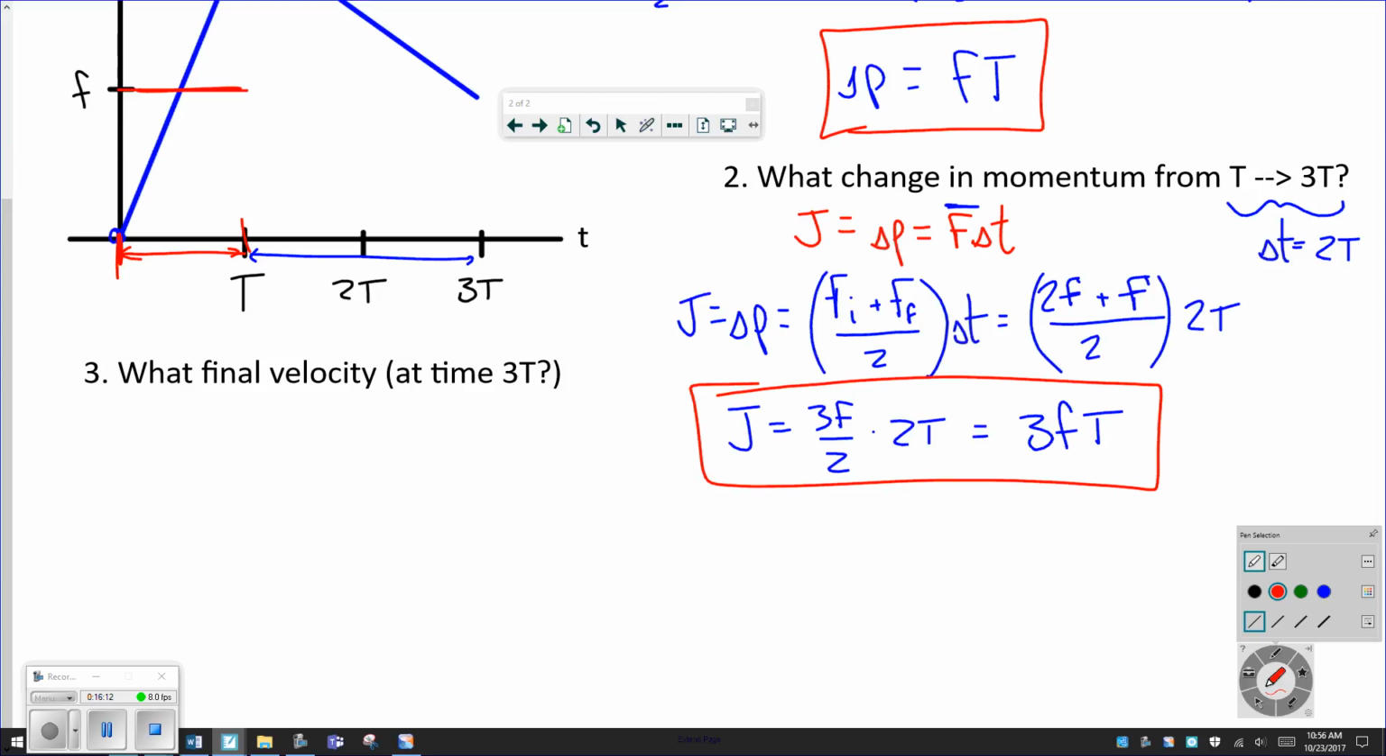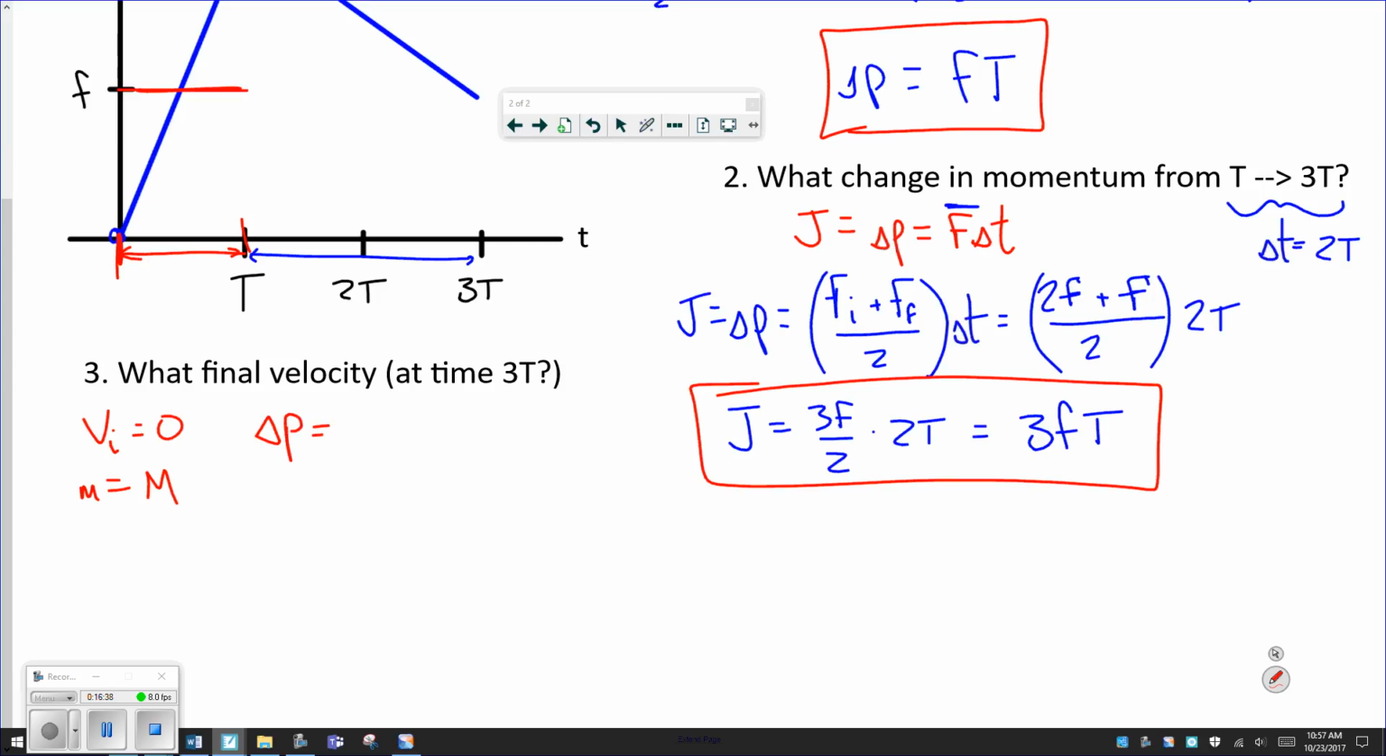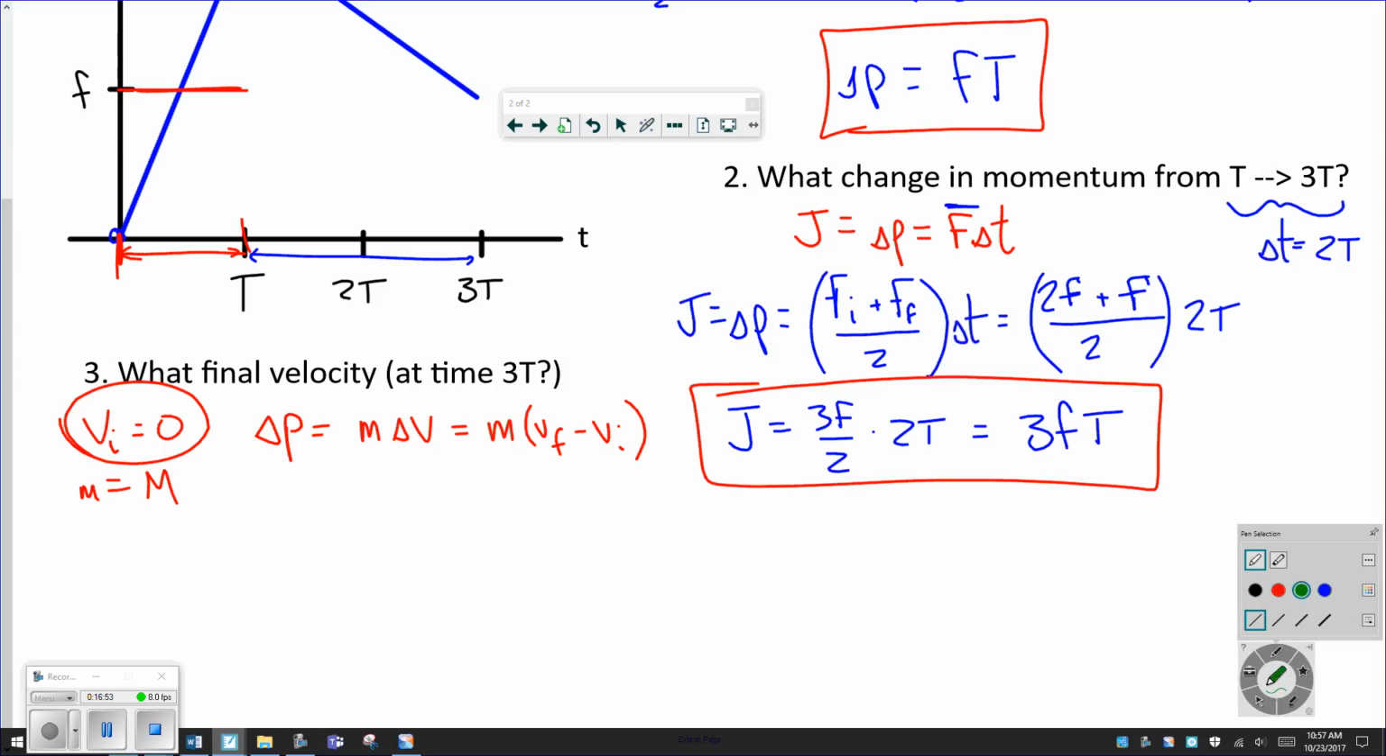Now, what's the final velocity of this object at time 3T? Remember back in the beginning, that velocity in the very beginning was 0. And we have a mass that we've defined in the beginning called capital M. We want a final velocity. Well, final velocity also lives in our change in momentum, where we say it's m delta v. Now, that's v final minus v initial. But remember, v initial we defined to be 0 in this example. So therefore, that can just go.